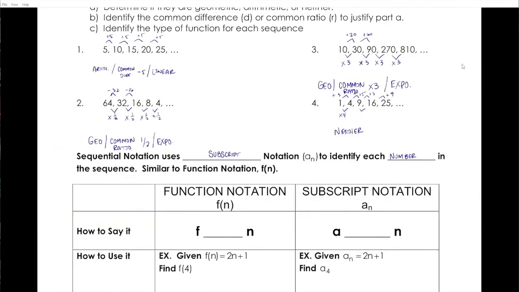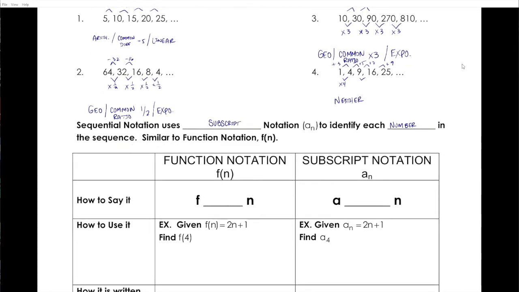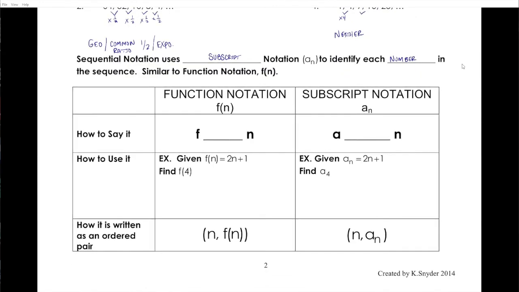Okay, our sequence notation is going to use subscript notation. That's that a sub n we talked about with arithmetic sequences. So we're going to identify each number in the sequence using that a sub n, kind of the same way that in function notation we use f of x, so we could substitute x in. Okay, so this would be function notation, f of x. The function of x is another way you could hear it. And subscript notation would be a sub n, so this would be our nth term. Okay, that's our unknown number.